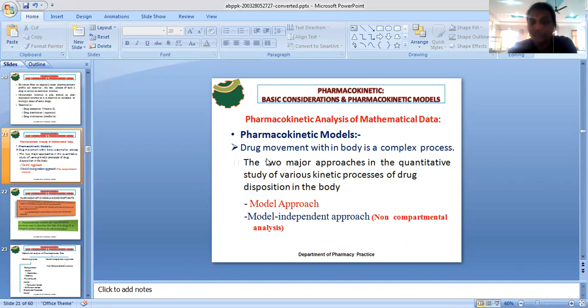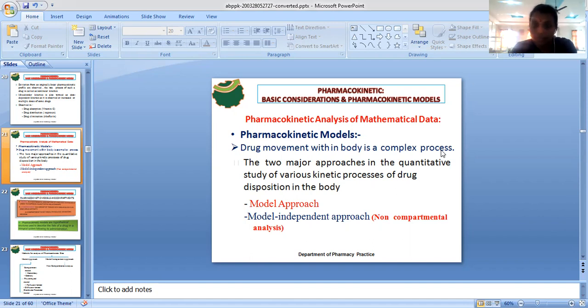Such drug movement within the body is said to be a complex process. You can't simply say that a particular absorption takes place, that a particular distribution takes place in so and so tissues, or that this much amount is excreted. You can't say it simply by visualization or by simple estimation. The drug movement within the body is a completely complex process.